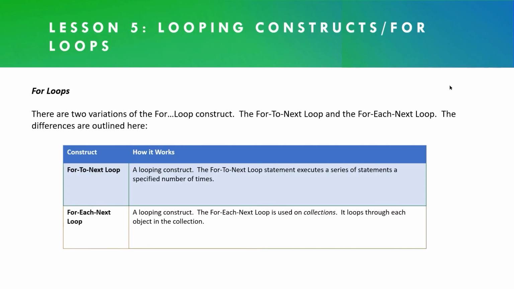And then we have our for loops. So for to next and for each next. For to next executes a series of statements a specified number of times. The for each next loop is used on collections, and it will loop through each object in the collection until there are no more objects. So they do the same thing, just in a different way.